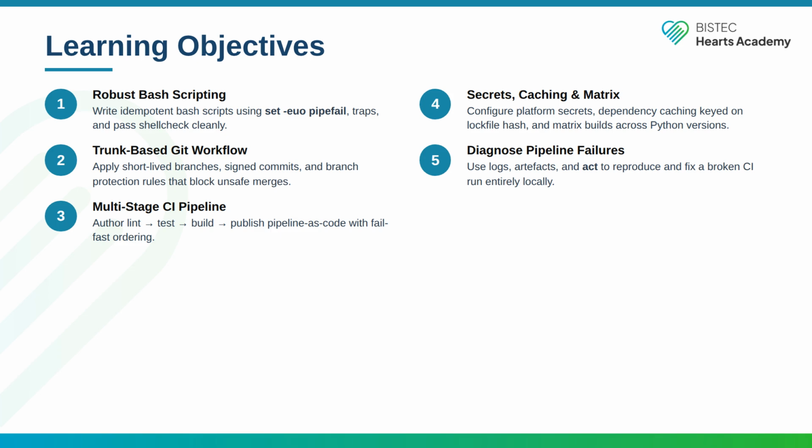Third, authoring a real multi-stage pipeline, lint, test, build, publish, as code you can version and review. Fourth, handling secrets and caching safely, 2 areas where teams leak credentials or waste minutes every day. Fifth, diagnosing failures locally with ACT instead of waiting for the CI runner. These are skills that compound. A solid bash foundation makes pipeline debugging 10 times easier.